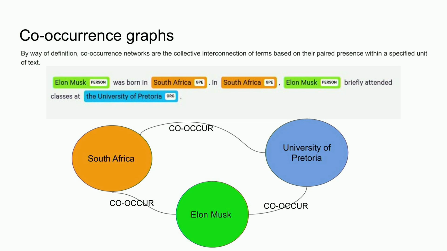So basically the co-occurrence networks were my last year's topic, but because this is a new year, we've moved forward.